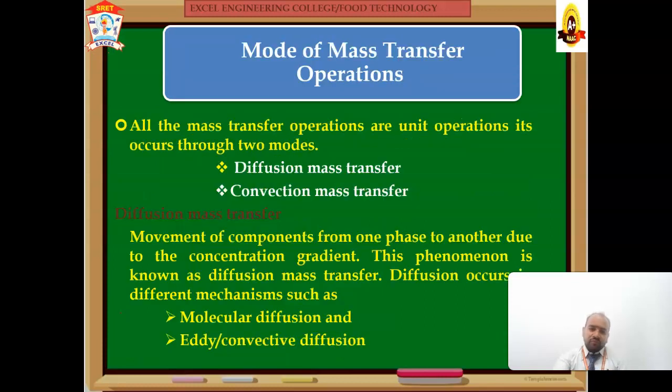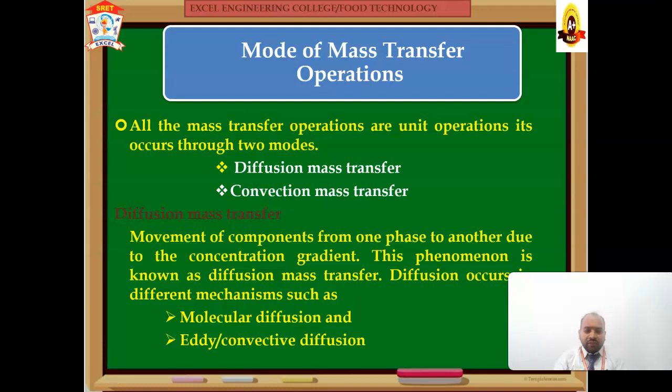Then all the mass transfer unit operations occur through two modes: diffusional mass transfer and convective mass transfer. Diffusional mass transfer means there are no external forces utilized. The movement of molecules is natural. For example, molecular diffusion. It is a natural diffusion.